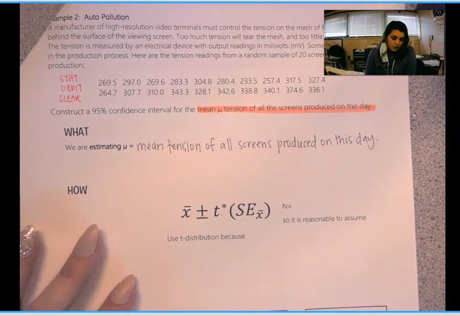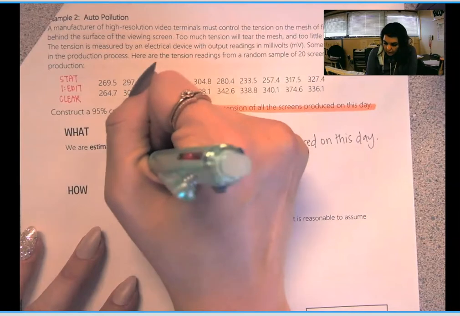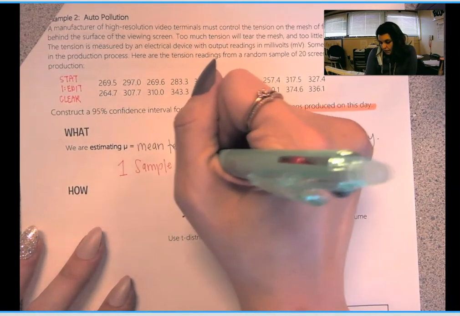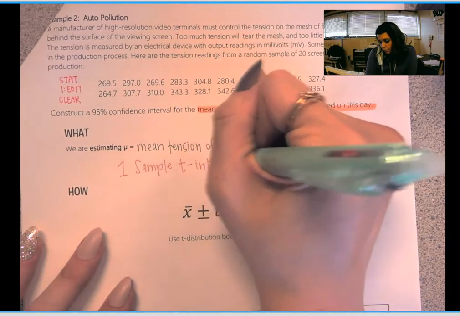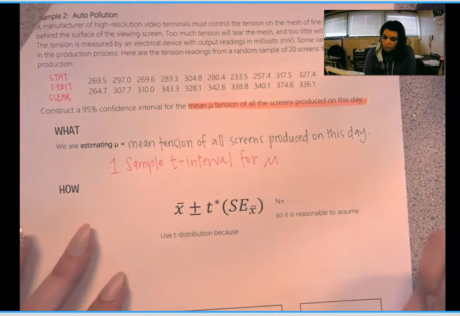How are we going to do this? Well, we are going to do a one sample T interval for mu.